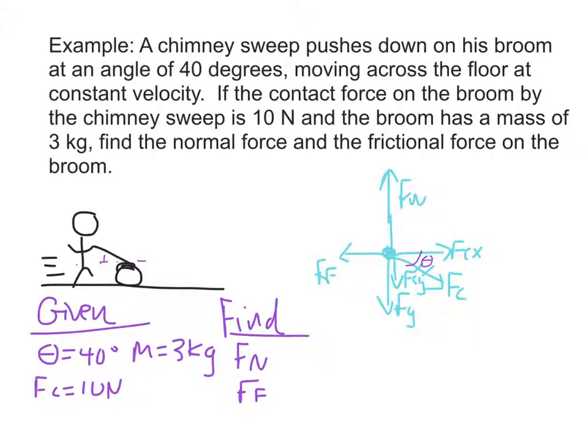Okay, so what do we know? We know that the contact force is 10 newtons. We know that the mass of the broom is 3 kilograms, so we can very easily find the weight by taking 3 times 9.8. 3 kilograms times 9.8 newtons per kilogram gives me a weight of 29.4 newtons. Since we have the angle, we can also find FCX and FCY. And I'm going to go on to the next slide just because I'm running out of room.